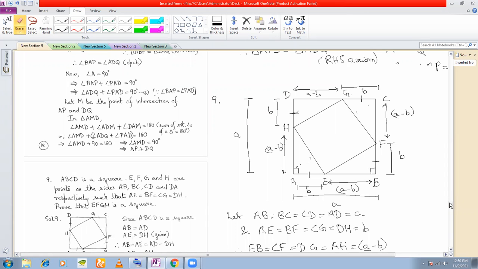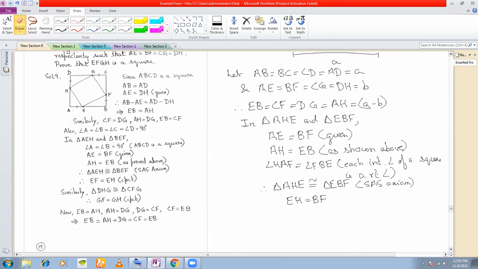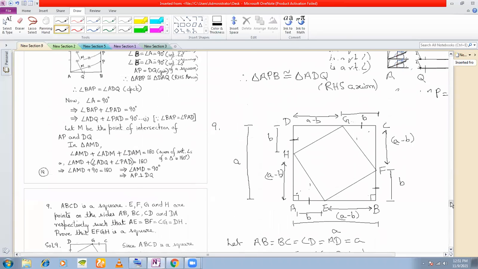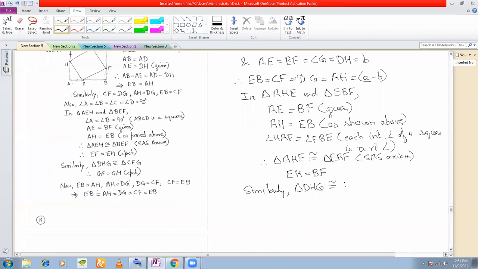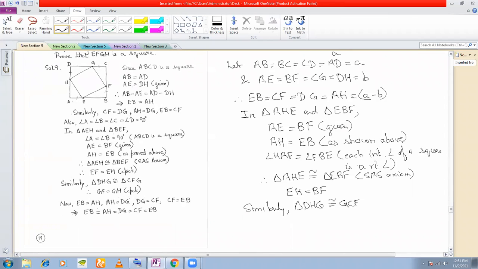Okay. So we write similarly, triangle DHG is congruent to triangle GCF. GCF, that is, refer to your figure on the left side. Okay. So similarly, I have shown that these two triangles are also congruent.